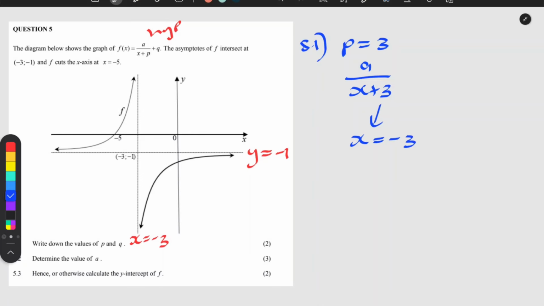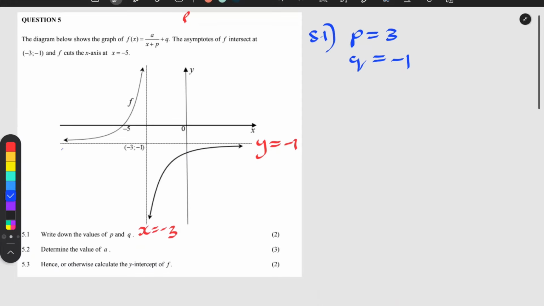So that's right. Okay, and then our q over here refers to the horizontal asymptote. So it's this line here. So q is whatever that number is, not the opposite. So this is -1. Okay, so that was for 2 marks, 1, 2.